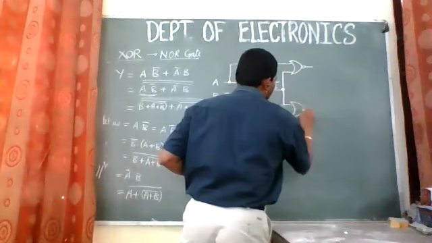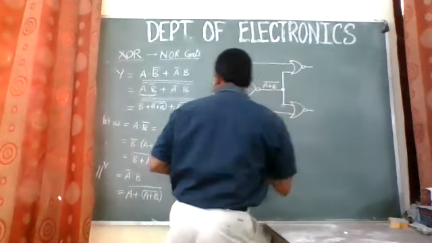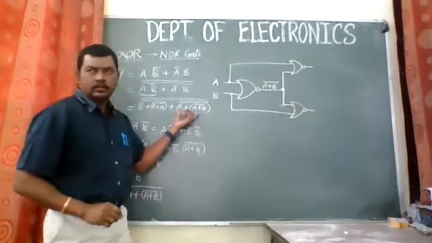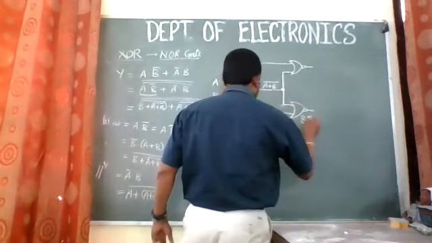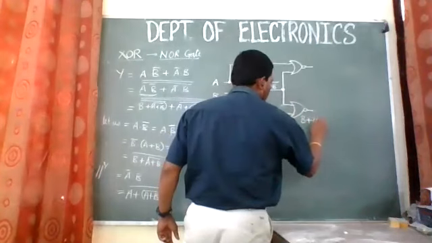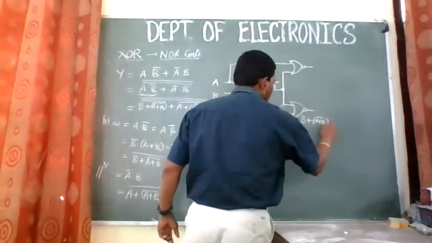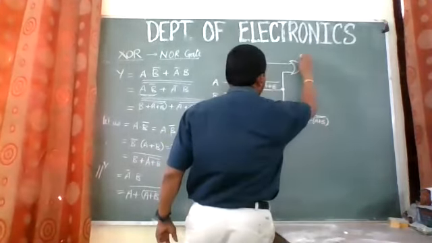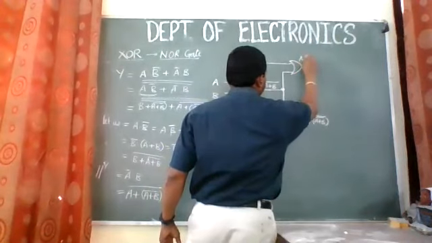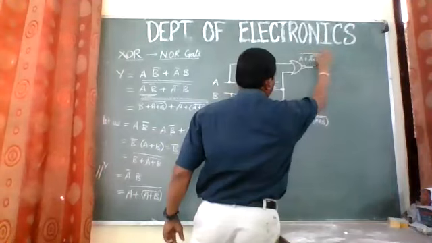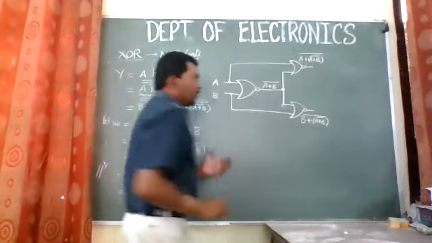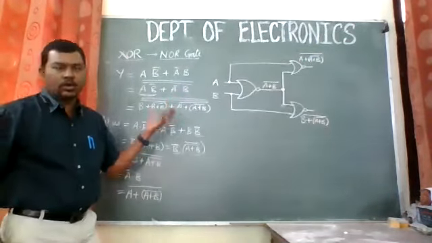So I'll be getting two equations on these positions. This equation and this equation. Here I'll be getting this equation as B plus A plus B bar whole bar, and here I will be getting the equation A plus B bar whole bar like this. So I'll be getting two equations in these two NOR gates.